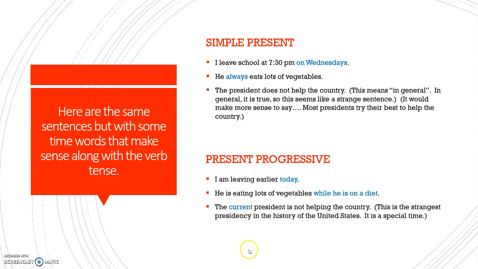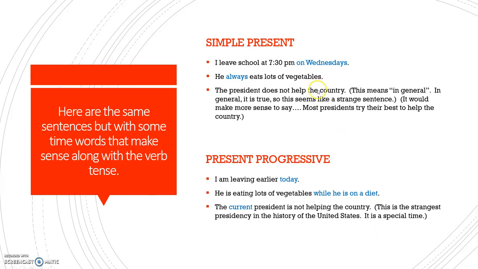Look at the example with present progressive. "The current president is not helping the country." We have the context of what's going on in the news today. We don't have any time word in this sentence, but we know that present progressive "is not helping" talks about now. And also the adjective "current" tells us we're talking about now. This is the strangest presidency in the history of the United States. It is a special time. And many people feel that the current president is not helping the country.